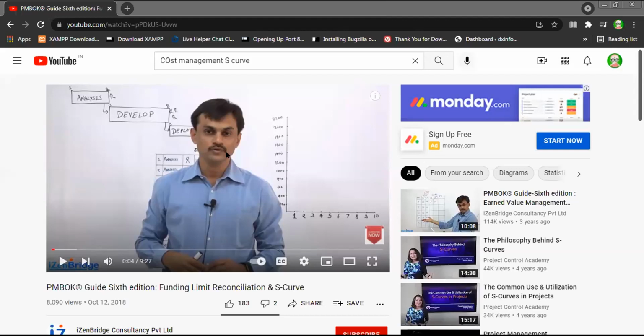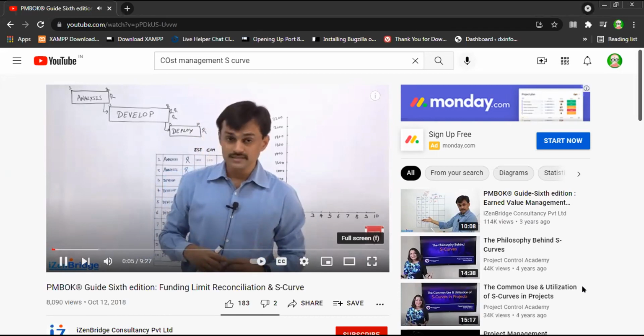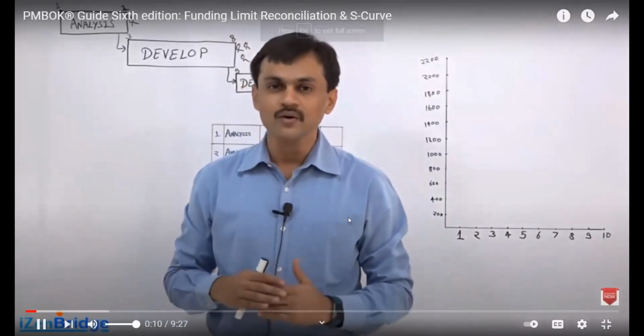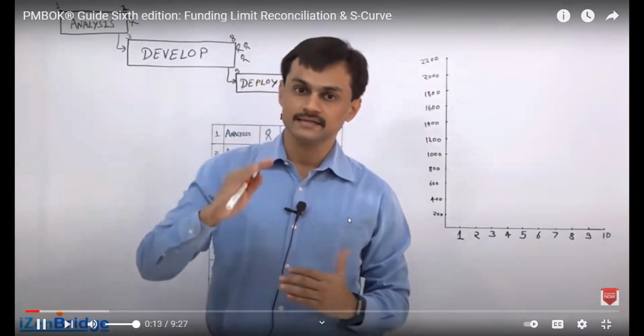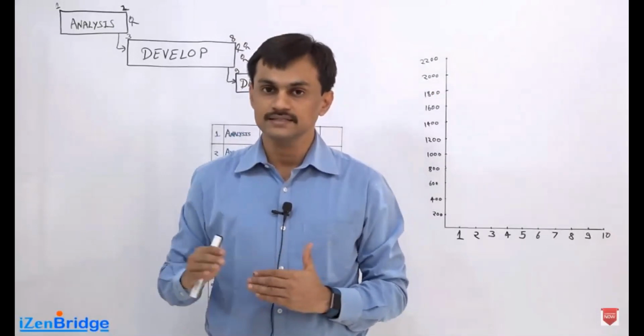the funding limit reconciliation and S curve are understood by a financial expert, or need to be understood by the overall day-to-day project manager. Okay, let's try to understand from this. Funding limit reconciliation, and we will also see how the expenses, when they get aggregated in a cumulative fashion, start taking the shape of something called an S curve.